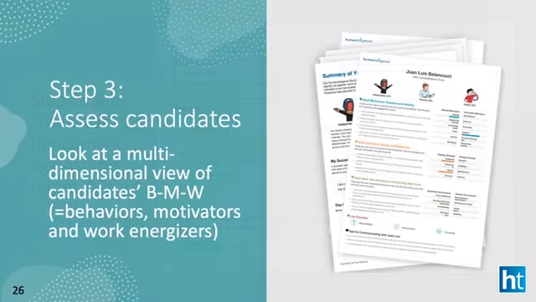Okay. Once you do that, step three is then to assess the candidates. Send out the link or have it on your website. A simple API for most assessment tools can do this, where it will then quickly shoot off to all the people who apply an assessment test where you can measure that. And in our case, it would be measuring the BMW, the behaviors, motivators, and work energizers, and see a multi-dimensional view of those candidates across all three of those.